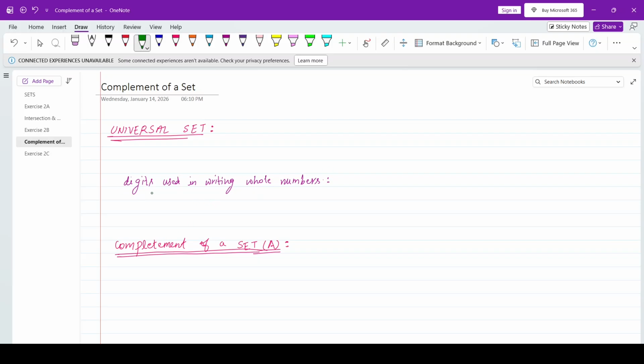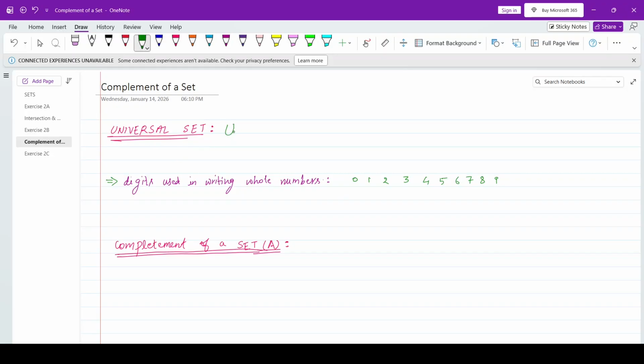Let's suppose we have to find the digits used in writing whole numbers. So what are the digits used in writing whole numbers? We know 0, 1, 2, 3, 4, 5, 6, 7, 8 and 9. These are the digits that are used in writing whole numbers.